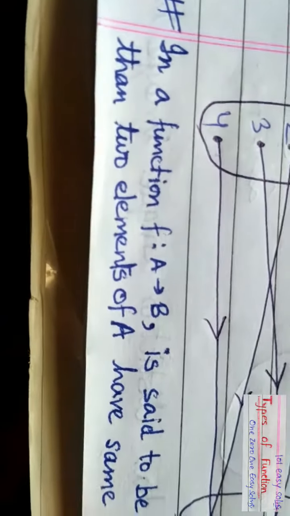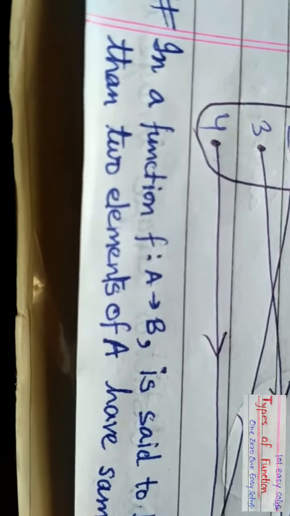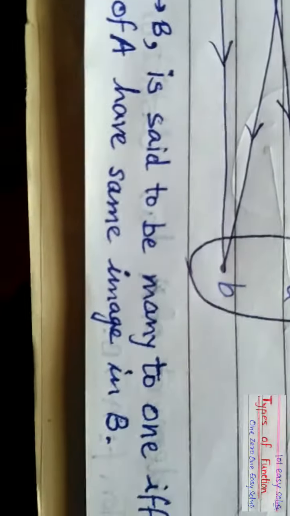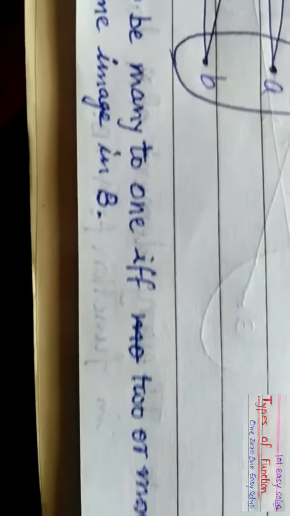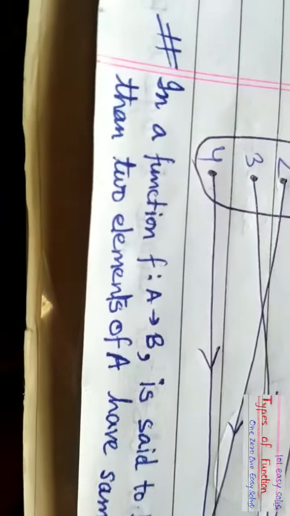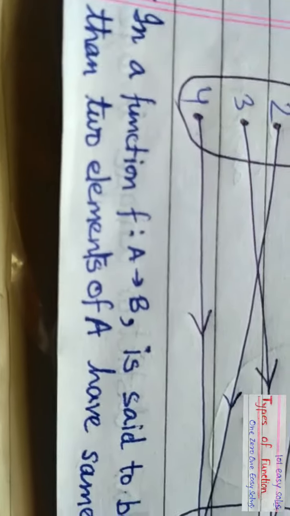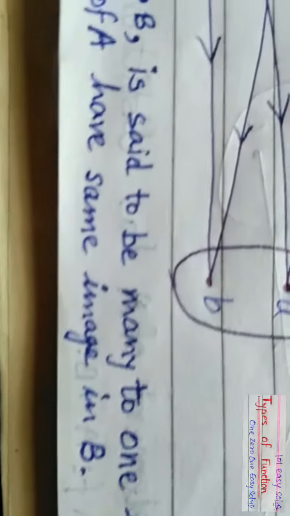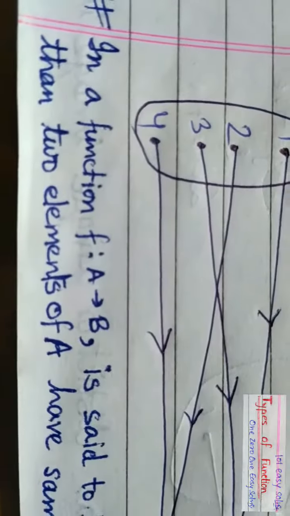Okay, so let us define. A function f from A to B is said to be a many to one function if and only if two or more than two elements of A have the same image in B. So here two or more elements of A have the same image in set B. So this is known as a many to one function.